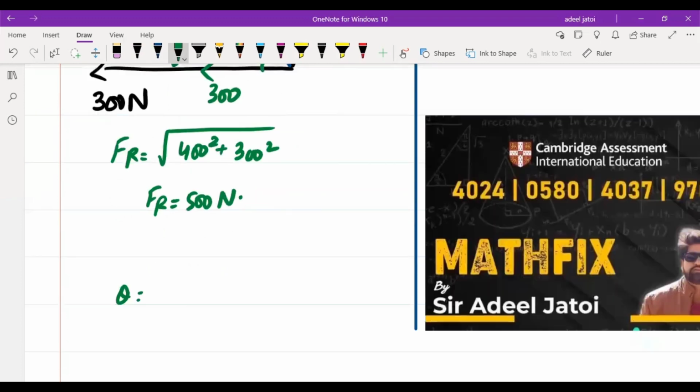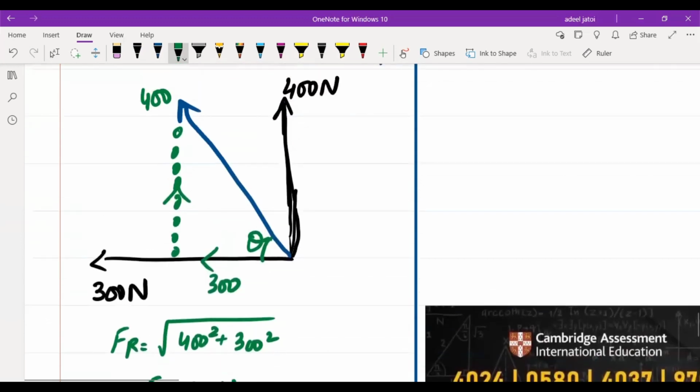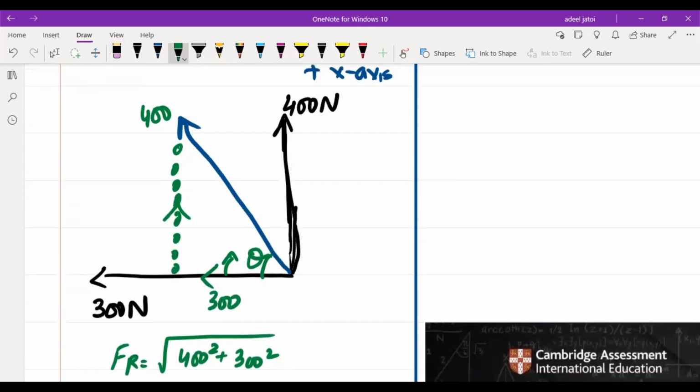Similarly, theta is equal to tan inverse 400 upon 300. So this should be 53.1 degrees. But this will also go clockwise from the negative x-axis, because obviously this is going upward. So this should be clockwise toward the negative x-axis.